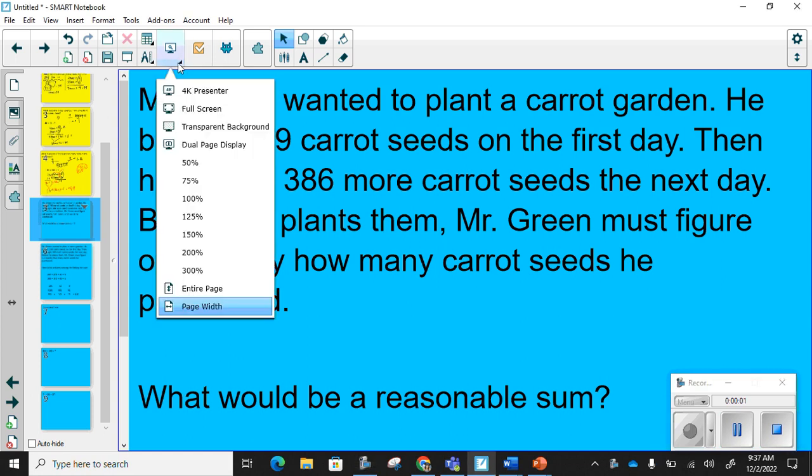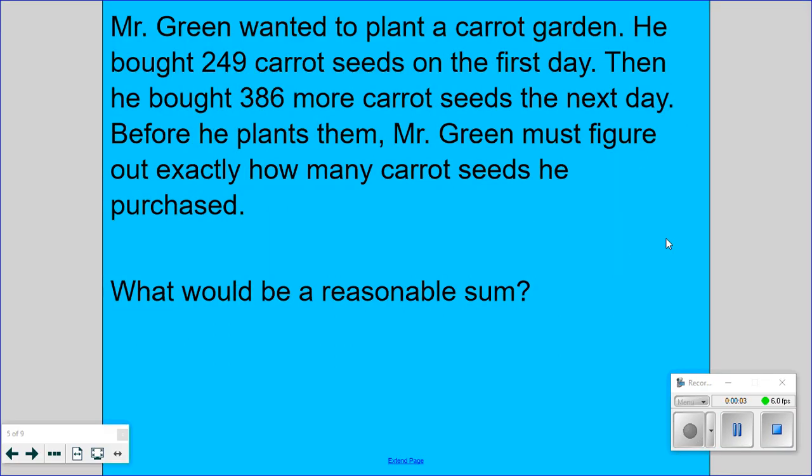So today we're going to work on another strategy. Go ahead and just turn to the next blank page. There's not going to be a title right now. We're going to think about this problem to look at our new math strategy.